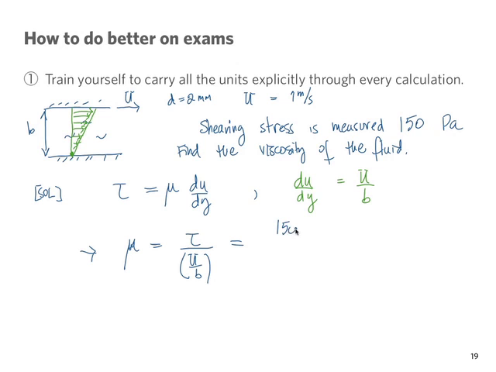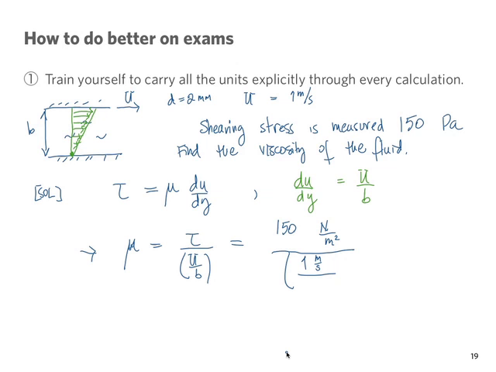So I have 150 Pascal. What's Pascal? Well, Pascal is Newton divided by meter squared. So I'm going to write all my units there. And then I have velocity, which is 1 meter per second, divided by b. b is given in millimeters, 2 millimeters.